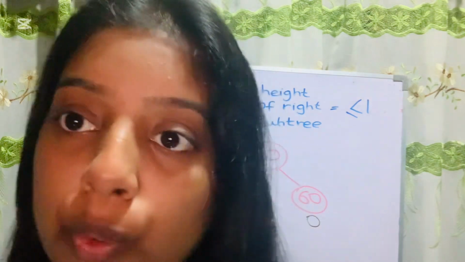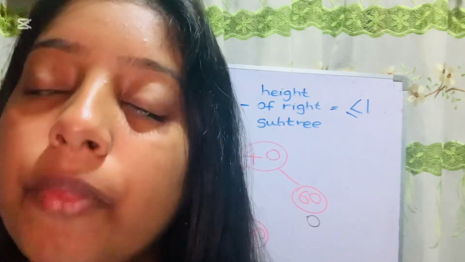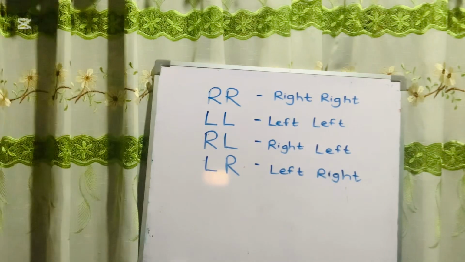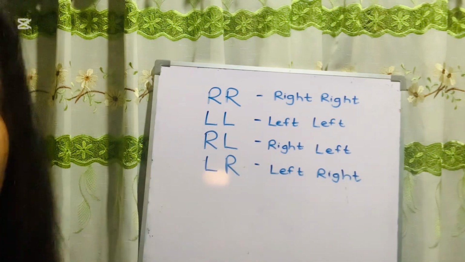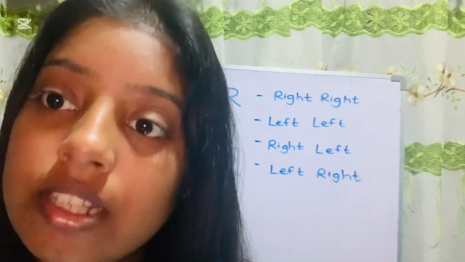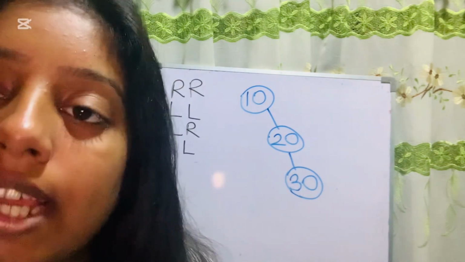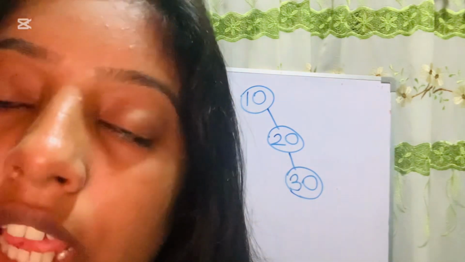There are 4 conditions to convert a tree into an AVL tree. Now you can see the 4 conditions: right, left, right-left, and left-right. I will explain this with an example. I wrote an example. We will check whether this is an AVL tree or not.